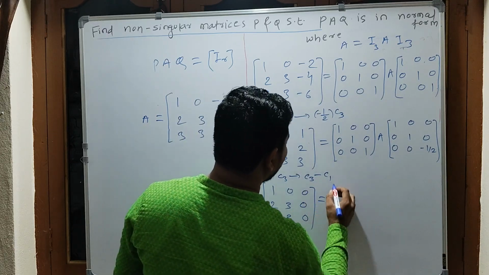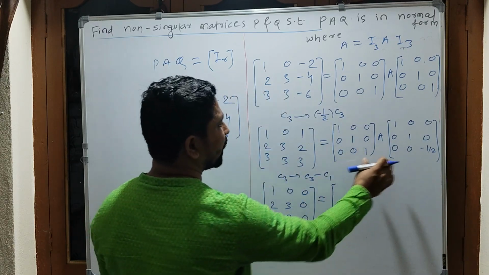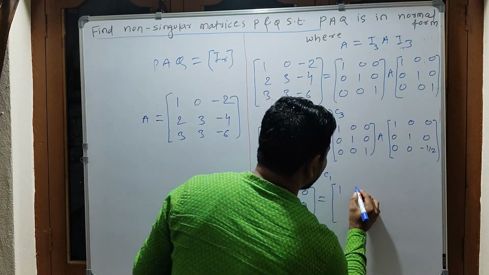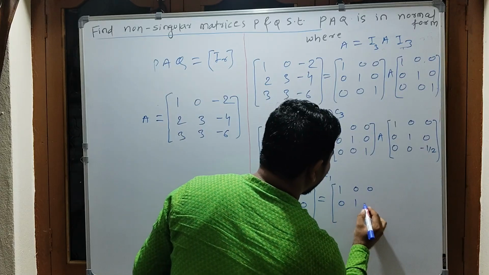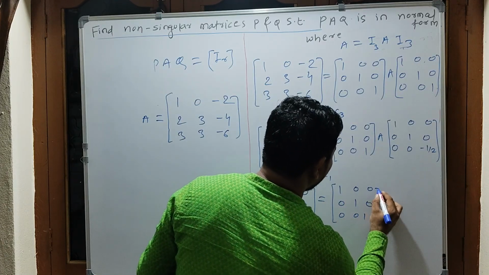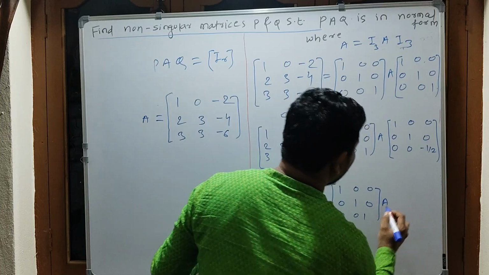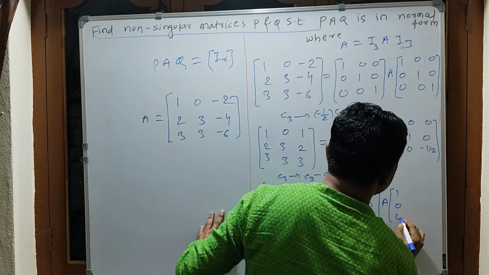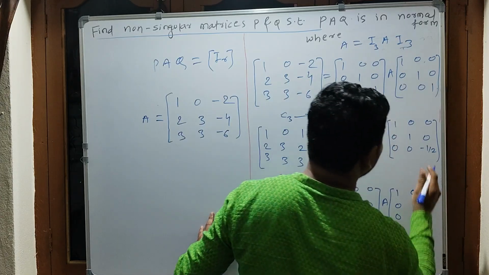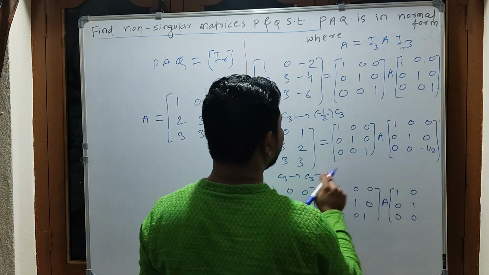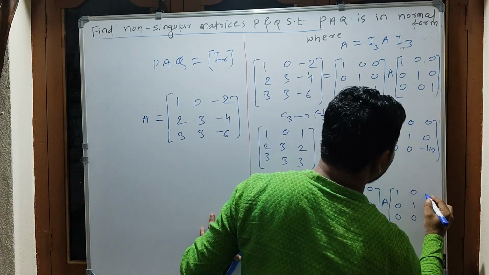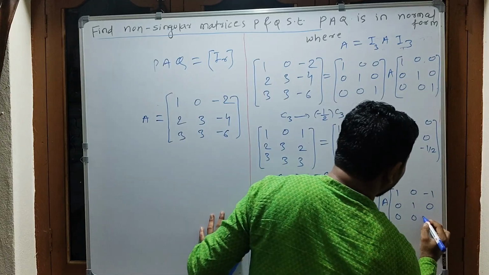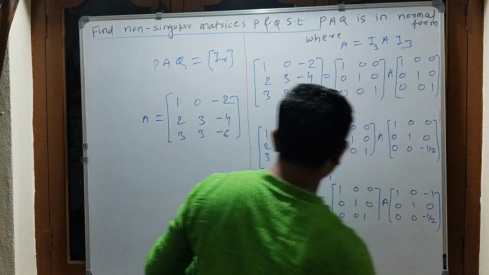Now tell me, again this matrix is as it is. Here I am applying the elementary column operation, so whatever changes occur here. So 1, 0, 0, 0, 1, 0, 0, 0, 1. Now tell me the second step here. A, here first column is as it is, 1, 0, 0, 0, 1, 0. Now here C3 minus C1: 0 minus 1 is minus 1, 0 minus 0 is 0, minus 1 by 2 minus 0 is minus 1 by 2.